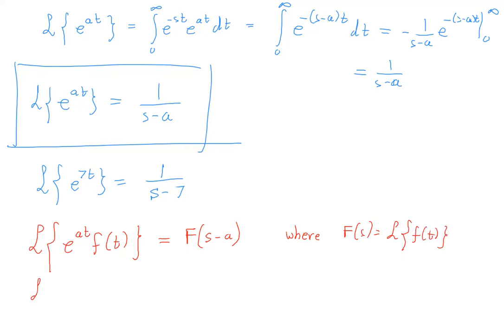So let's compute the Laplace transform of e to the 3t times t squared. Normally the Laplace transform of t squared is what? 2 over s cubed, right? But instead of s, you're supposed to put s minus 3. So 2 over s minus 3 cubed. Okay.